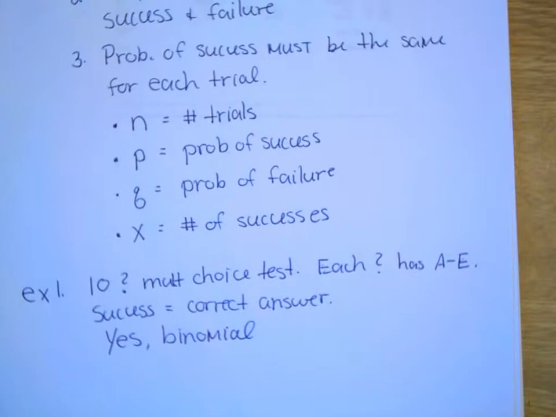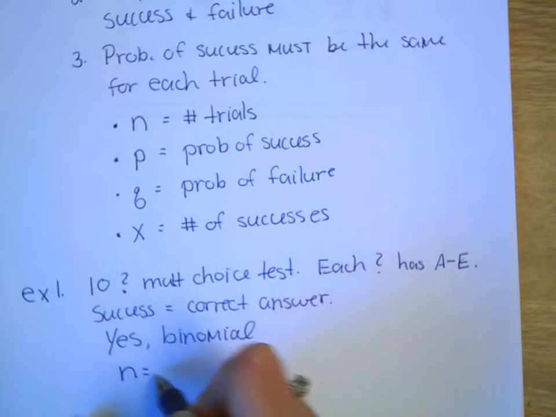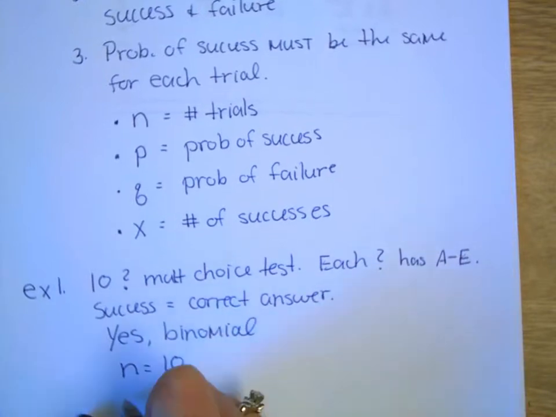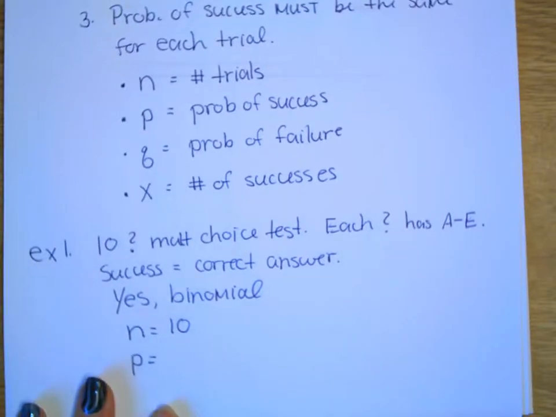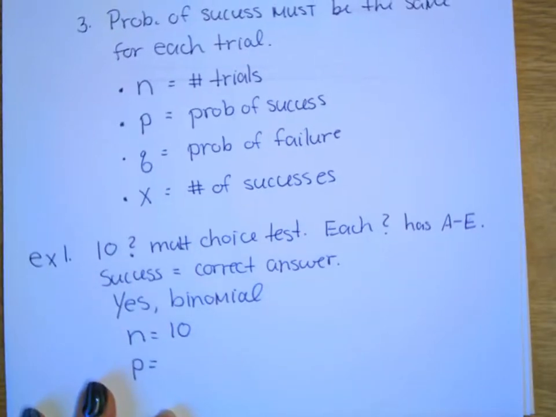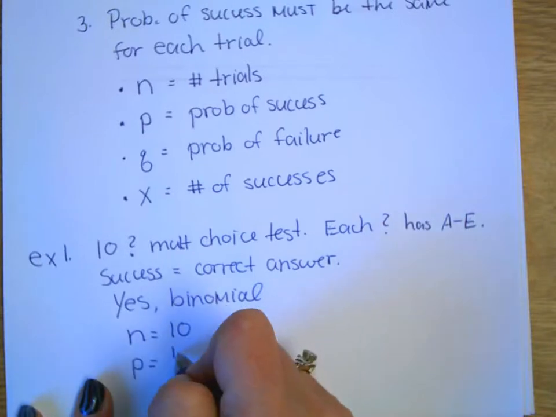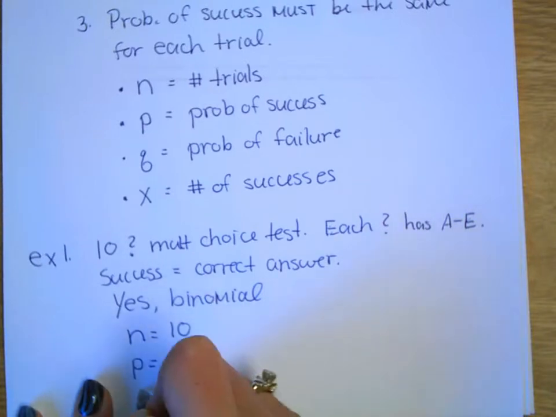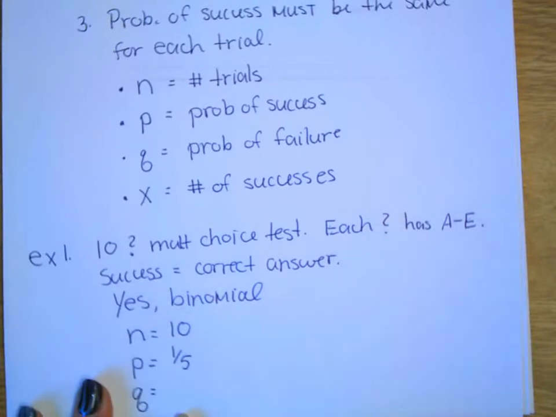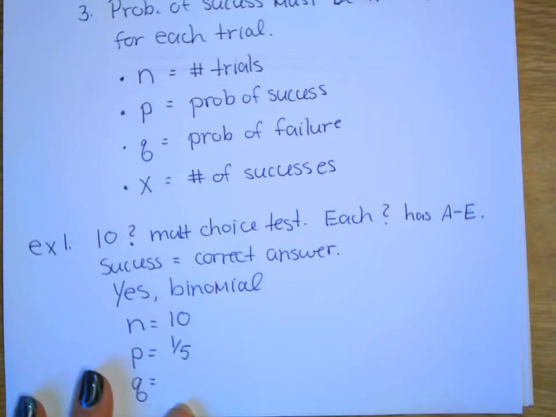Now you have to be able to pick out N, P, Q, and X. N equals 10, that's the number of trials I'm doing. P is the probability of success. What's the probability that I guess the correct answer? 1 out of 5. What's the probability of failure? 4 out of 5.